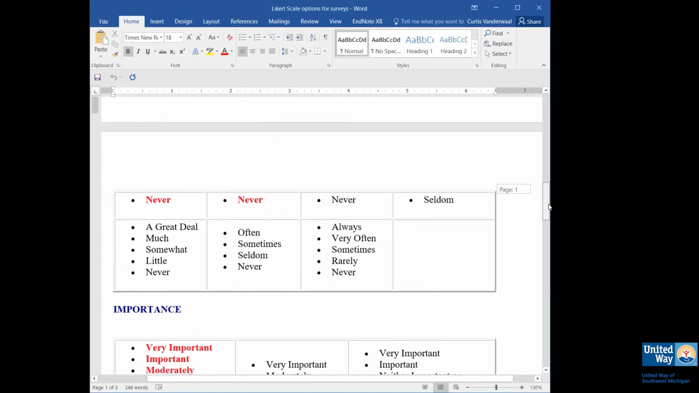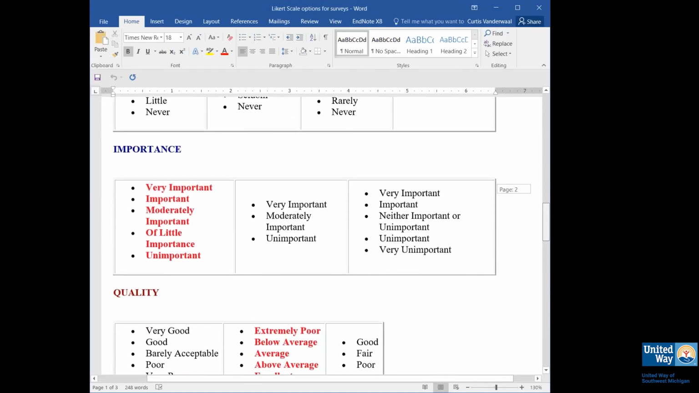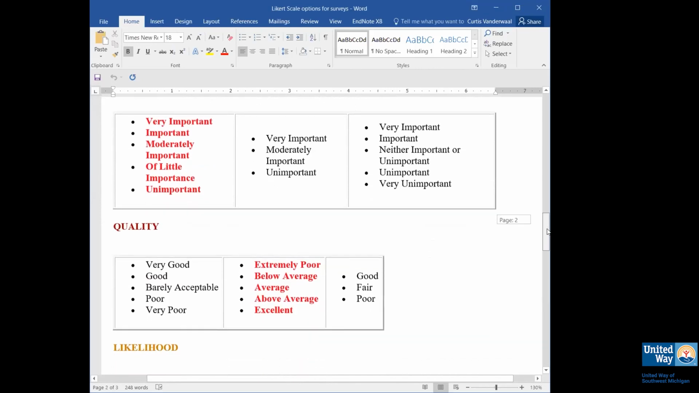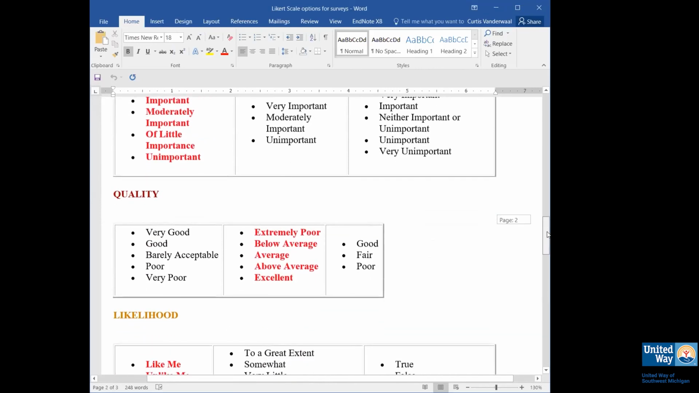Okay, importance. Very important to unimportant, but we either have moderately or of little importance, and over here some other ways to do the same configuration. And then you can see the same thing for quality. Very good to very poor, extremely poor, excellent. And you can see it doesn't really matter if you start with the best and go to the worst, or start with the worst and go to the best in terms of quality. So it's kind of showing you could go either direction on that.